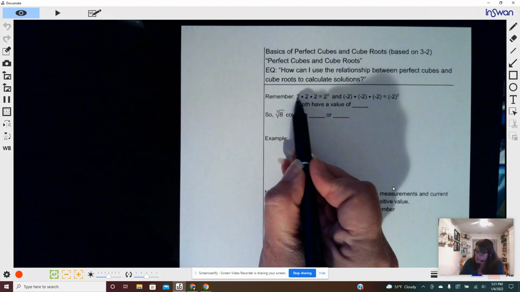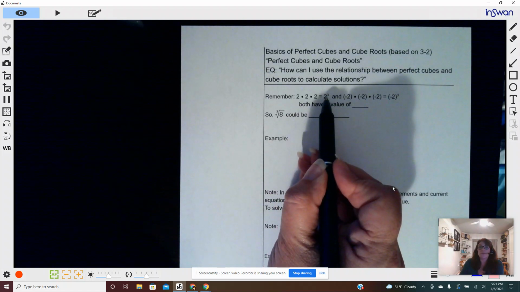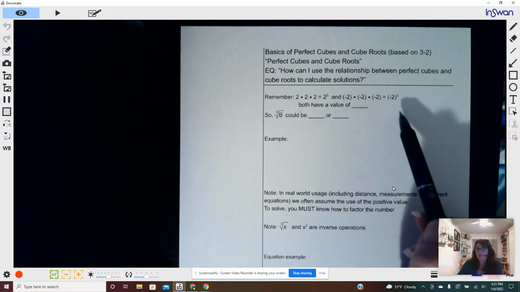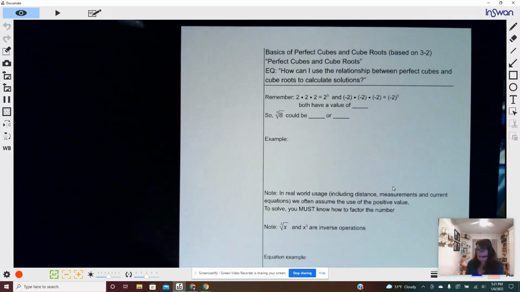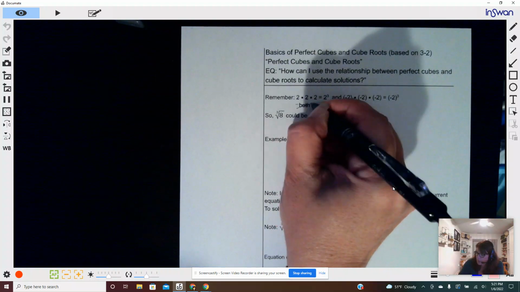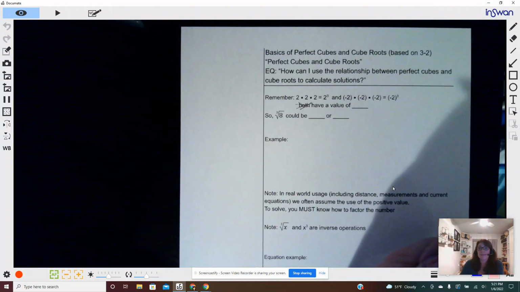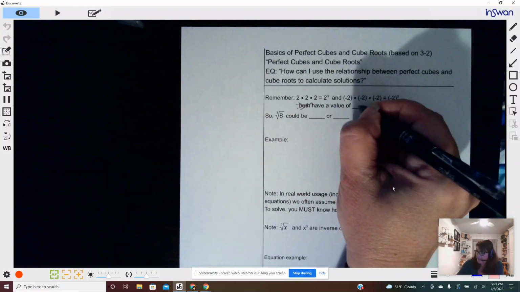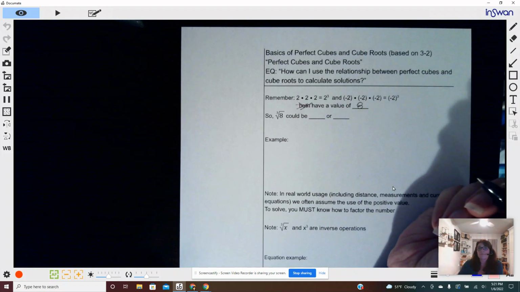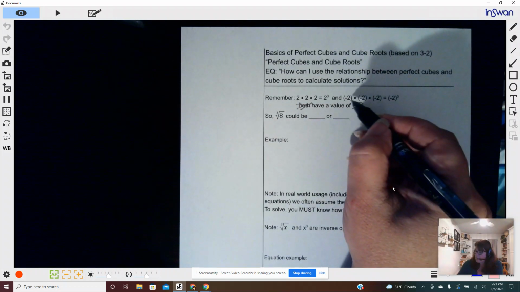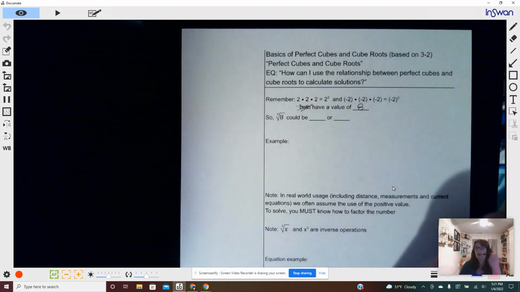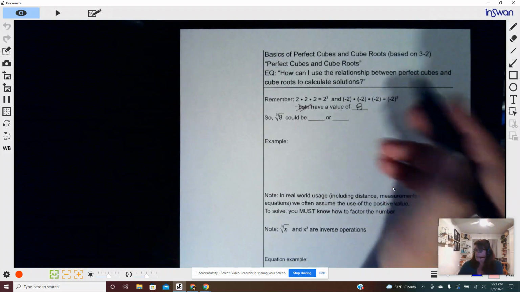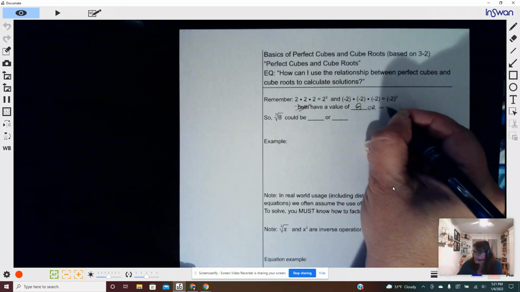Okay, so remember, 2 times 2 times 2 is 2 to the third power. Negative 2 times negative 2 times negative 2 is negative 2 to the third power. They do not both have the same value. They are separate. 2 times 2 times 2 is 8. But negative 2 times negative 2 is a positive 4. Positive 4 times negative 2 is negative 8.